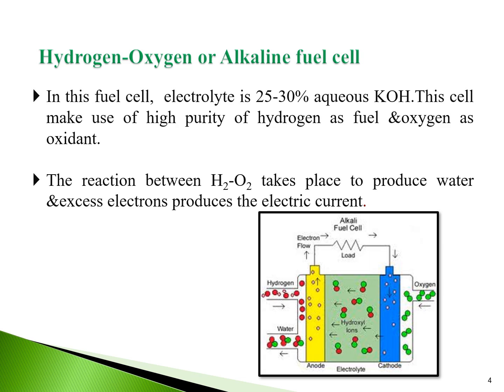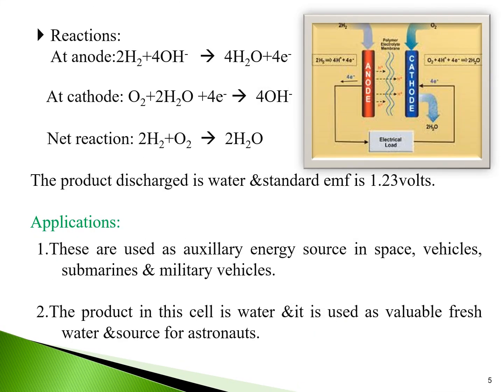And here the electrolyte that we are going to use is aqueous KOH, in the percentage of 25 to 30%. And we know that the hydrogen and the oxygen which we are using should be of high purity, and oxygen here acts as the oxidant. In the same way, when we look into the reaction, there is no other chemical product formed. It forms only water, and on the other hand, it also produces the current.